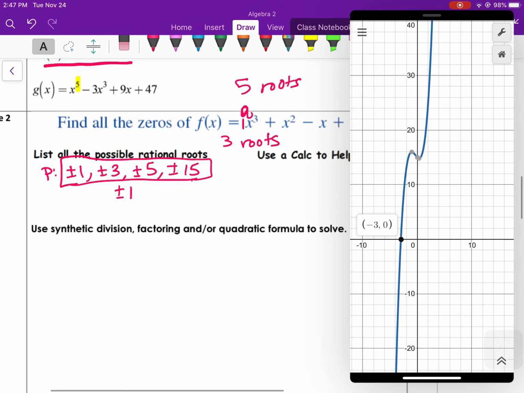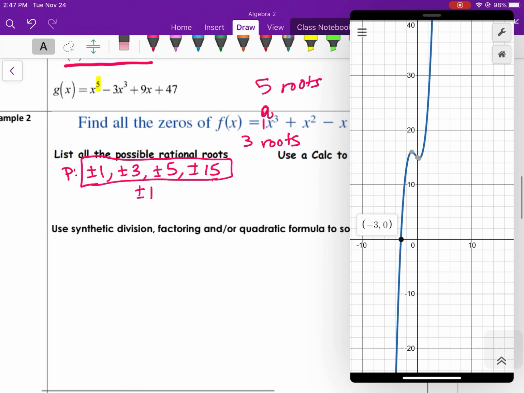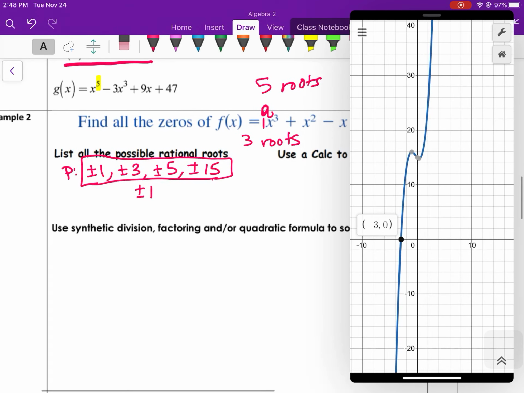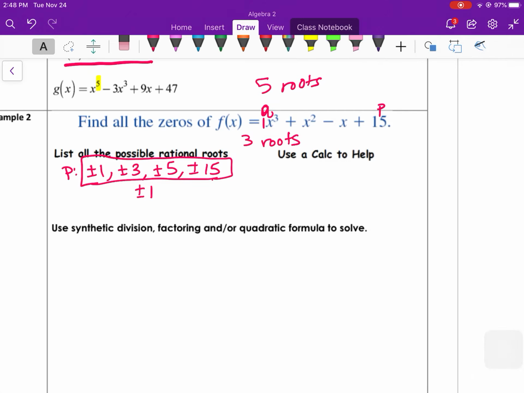So now I'm going to use synthetic division and then factor or quadratic formula from there to find the other roots. So the first thing I'm going to do is plug in -3 into the function for synthetic division, just like we did in the very last section of Unit 4. So I have 1, 1, -1, and 15 for my coefficients. So drop it down, then multiply.